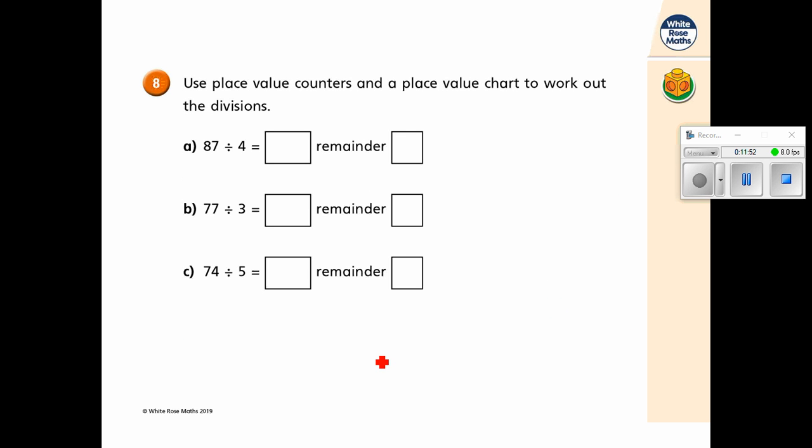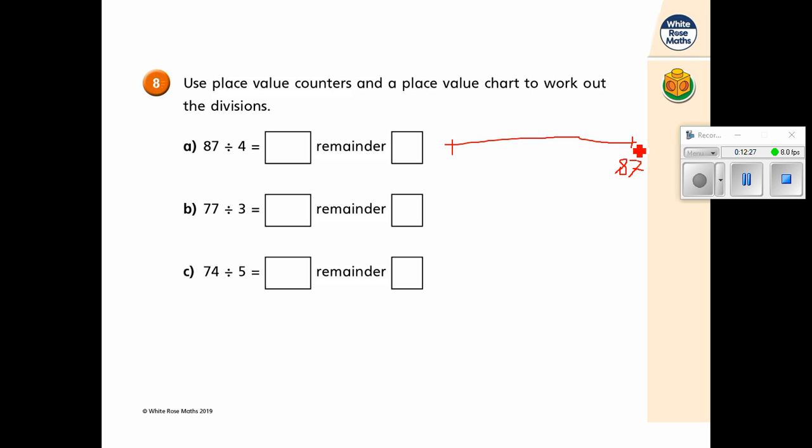Question number 8, use place value counters and a place value chart to work out these divisions. Okay, well, 87 divided by 4. So again, let's start off as if we're going to use the number line, and then we'll show how place value counters can work. So 87, and what we're going to do is take away 4. Now, as you can see, if you take away 4, that's going to take ages and ages and ages.